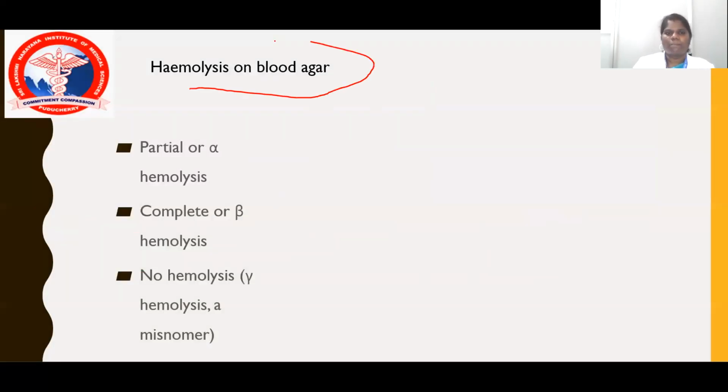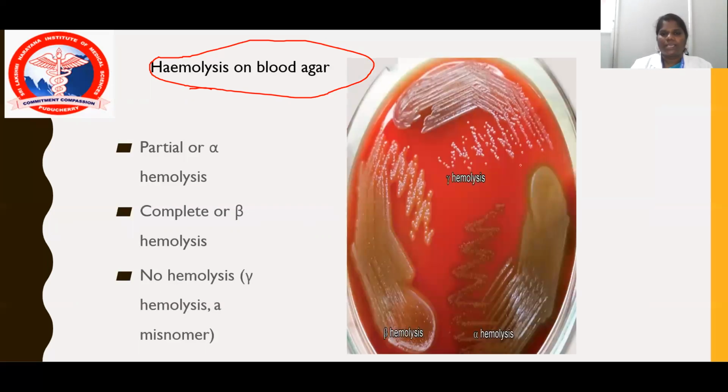Coming to hemolysis on blood agar, it is also one of the clues to what organism has grown in the culture. Based on hemolysis on blood agar, we divide it into alpha hemolysis, beta hemolysis and gamma hemolysis. What is beta hemolysis? Beta hemolysis means complete lysis of the RBC. Here you can see this is complete lysis of the RBC. The colonies are seen distinctly, with a clear halo around the colony, which means lysis of the RBC. This is the example for Staphylococcus or Streptococcus.